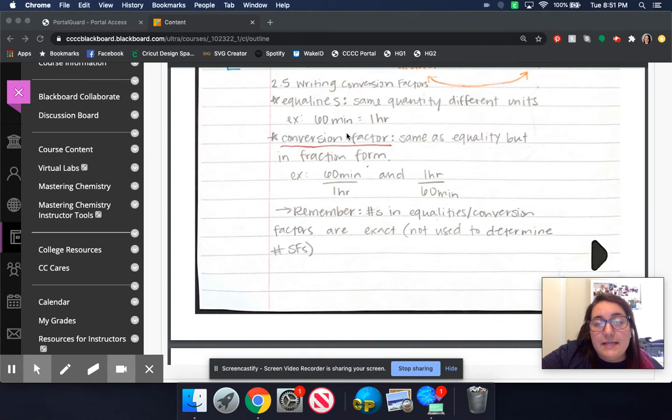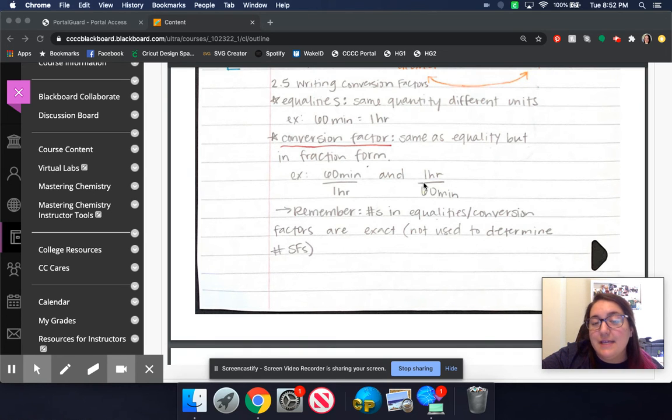All right, next is writing conversion factors. So I kind of use these two terms interchangeably. Your book is going to call it an equality, which is just like this equals this. It's the same quantity but different units. 60 minutes equals 1 hour, for example. And then conversion factor, same as an equality but in a fraction form. Again, like I said, I use these interchangeably, and you can write it either way.